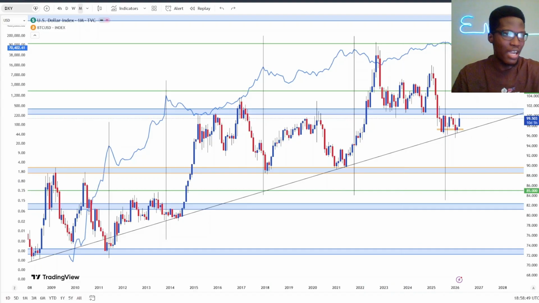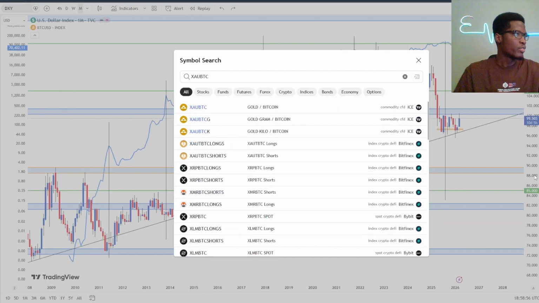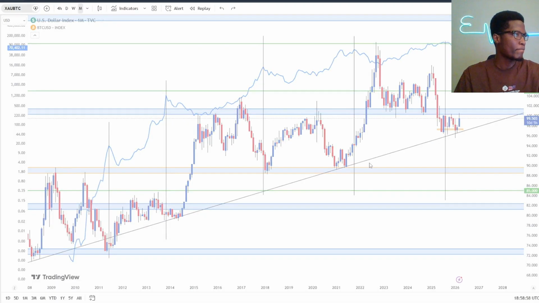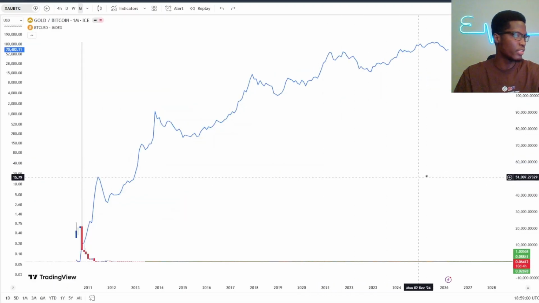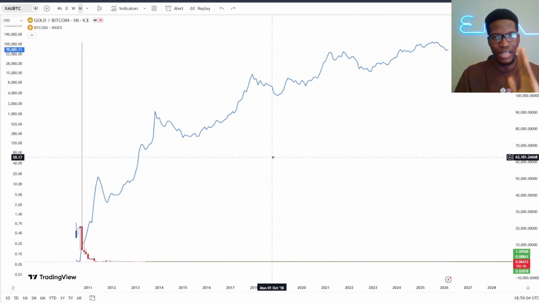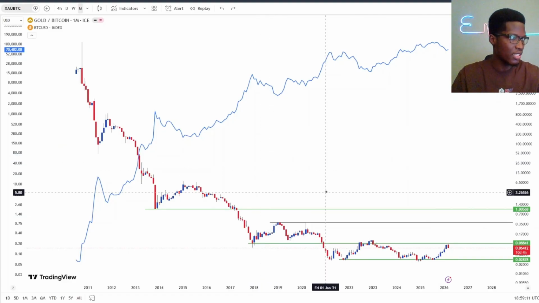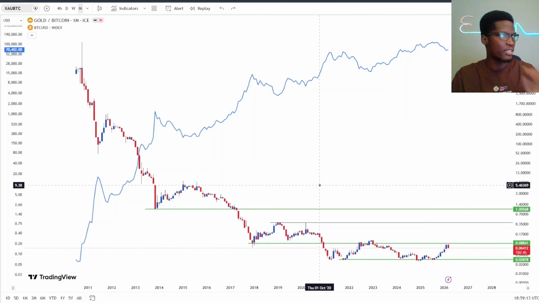Fourthly, we have the gold to Bitcoin valuation. So gold BTC. So when you go to the gold BTC, you will see it like this. You have to use the log chart to get what I'm saying. So you send this to the log chart. This is the log chart for gold to BTC valuation.